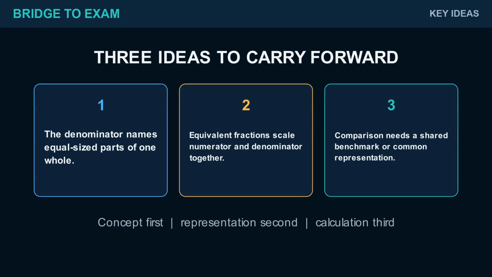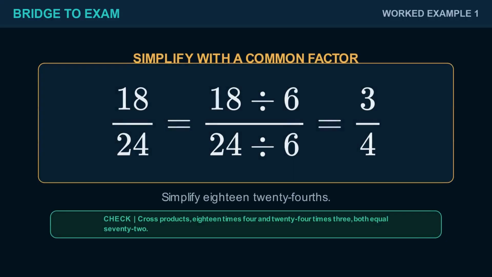3 ideas organize the lesson. First, the denominator names equal-sized parts of one whole. Equivalent fractions scale numerator and denominator together. Comparison needs a shared benchmark or common representation.